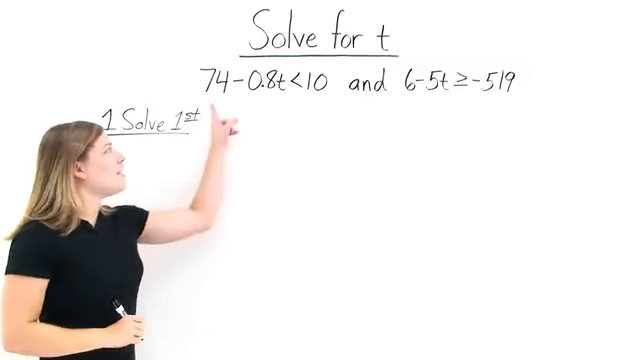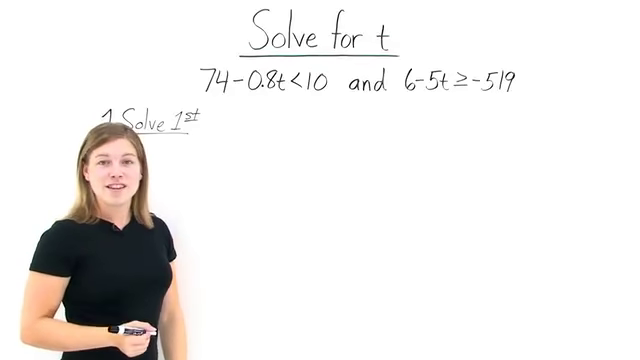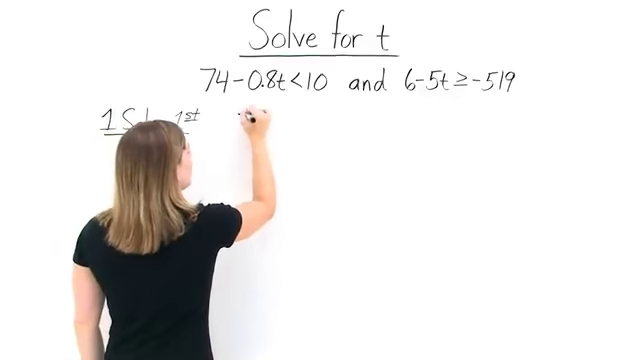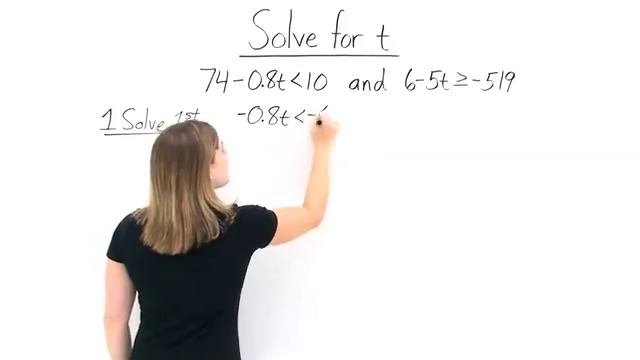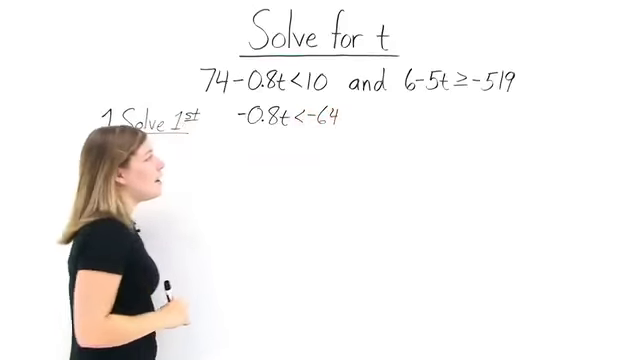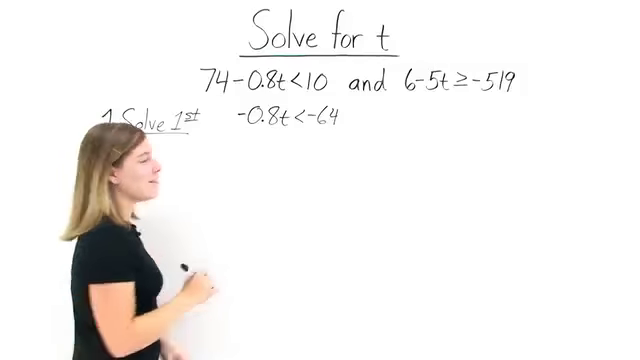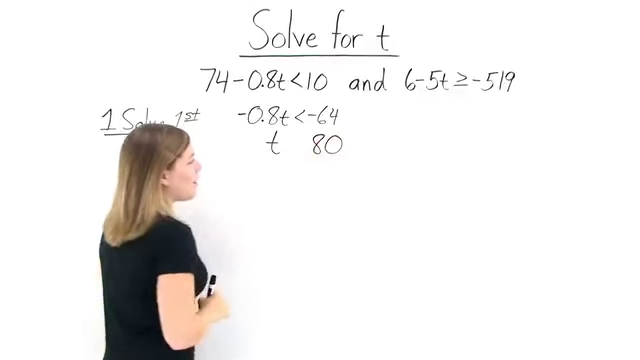Our first inequality is 74 minus 0.8t is less than 10. To solve for t, we need to first subtract 74 from both sides. When we do this, we get negative 0.8t is less than negative 64. Now to get t by itself, we have to divide by this negative 0.8. When we do that, we get t on the left and 80 on the right.